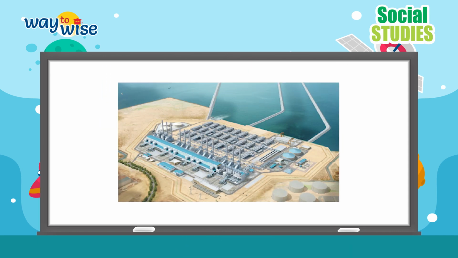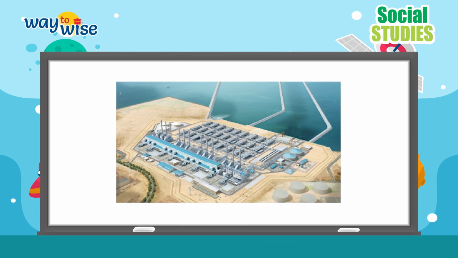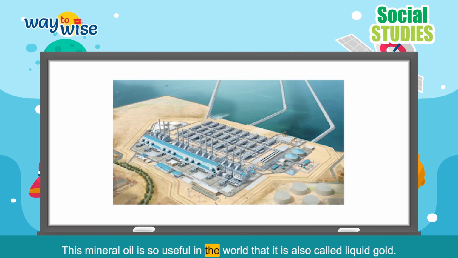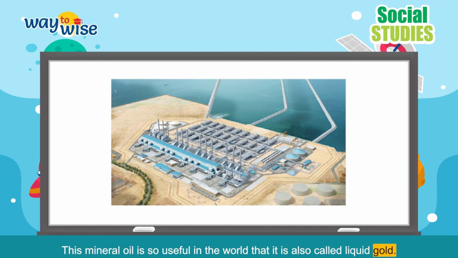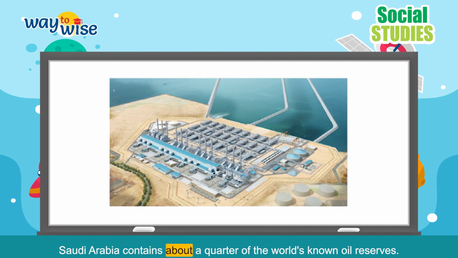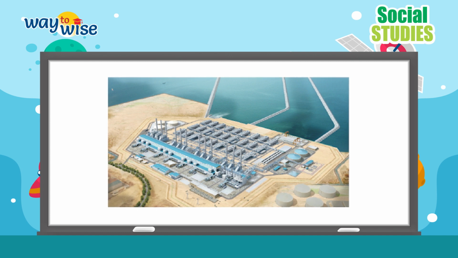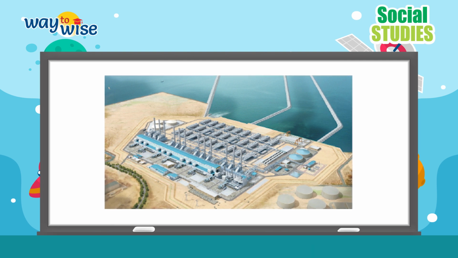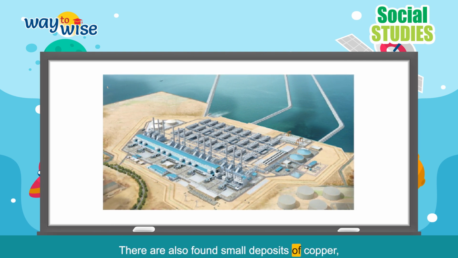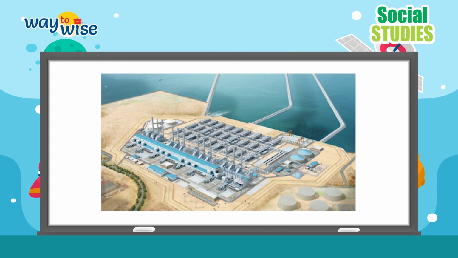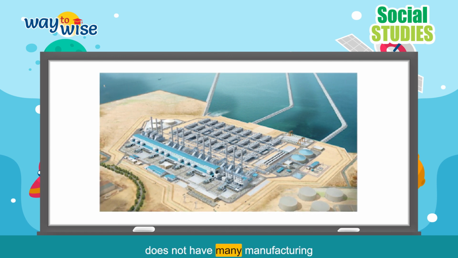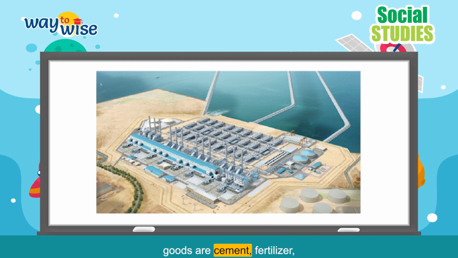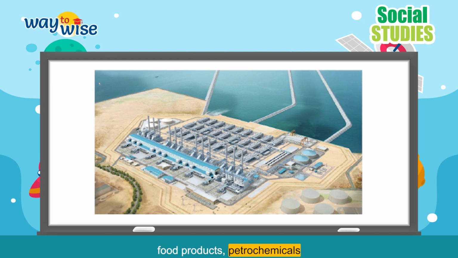Natural resources. Petroleum is the most important natural resource of Saudi Arabia. This mineral oil is so useful in the world that it is also called liquid gold. Saudi Arabia contains about a quarter of the world's known oil reserves. The oil fields lie in the eastern part of the country and in the Persian Gulf. There are also small deposits of copper, iron, gold and silver. Saudi Arabia does not have many manufacturing industries. The country's chief manufactured goods are cement, fertilizer, food products, petrochemicals and steel.